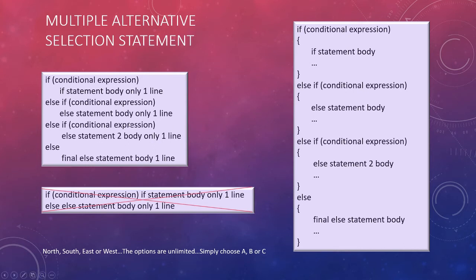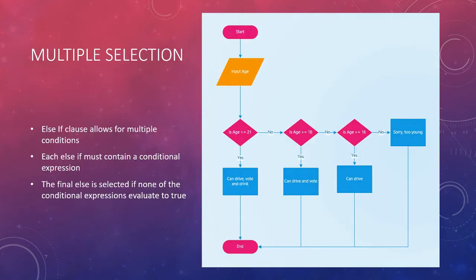This example over here shows the else if without curly braces, and we just can't fit it all on one line, but we could put else if and all that on one. Okay, so this is a visual for multiple selection that we were just talking about.